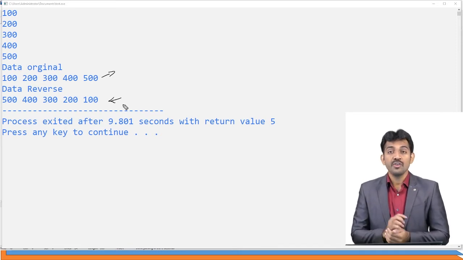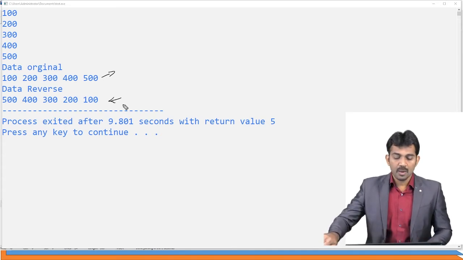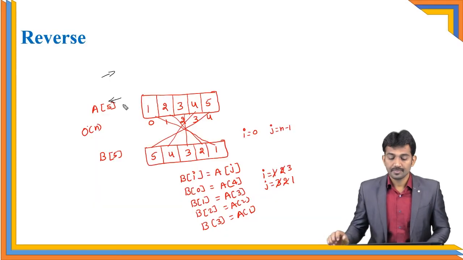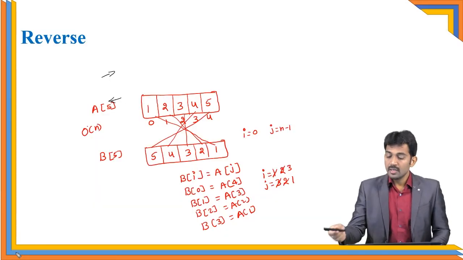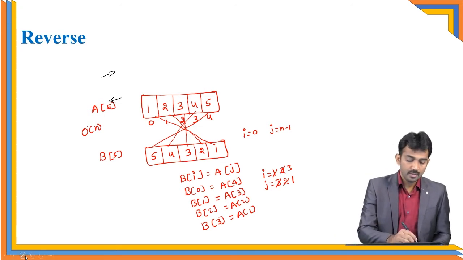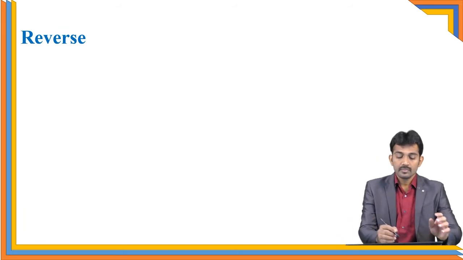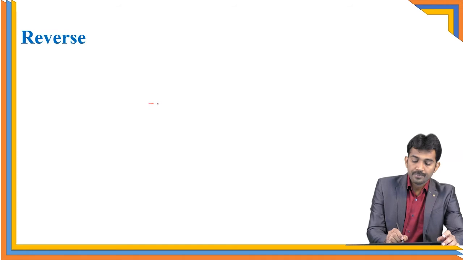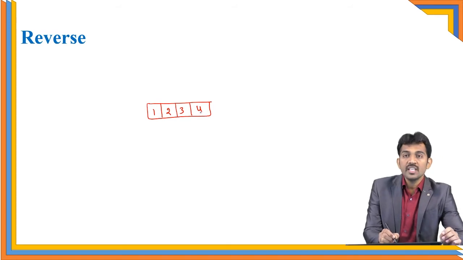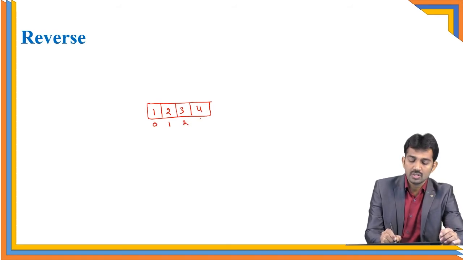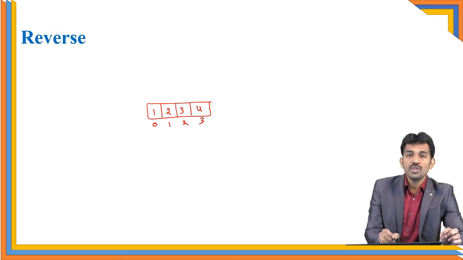But what should I do for the same array? I'm going to tell you the algorithm. It's very simple. Take one array, the same array, with elements 1, 2, 3, 4. Instead of taking a new array, this is the 0 index, then 1, 2, 3.